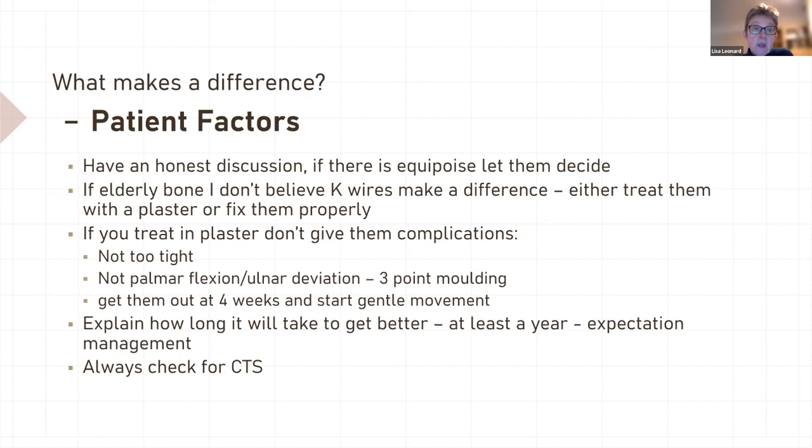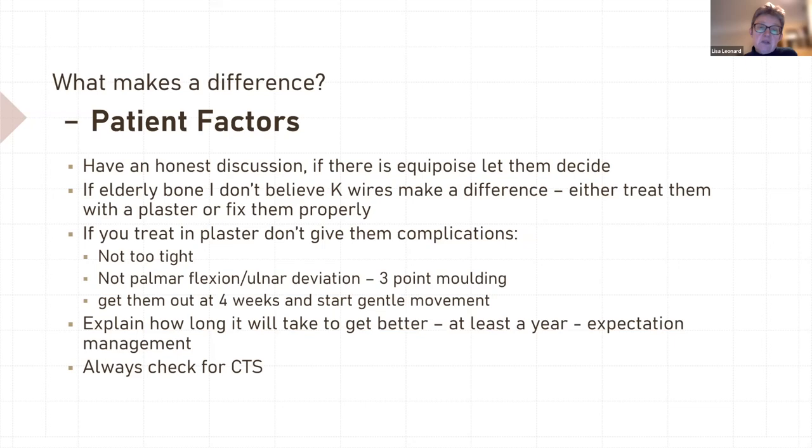If you are going to treat patients in a plaster, don't give them complications from the plaster. Don't make it too tight. Listen to them if they say they're waking up in agony at night. Don't put it hugely flexed. And on the deviated, 3-point molding should hold your fracture. I get them all out at 4 weeks and start gentle movement from a removable splint. I tell them not to hold anything or lift anything heavier than a cup of tea for the first 2 weeks. And we tell them how much time it's going to take to get better.